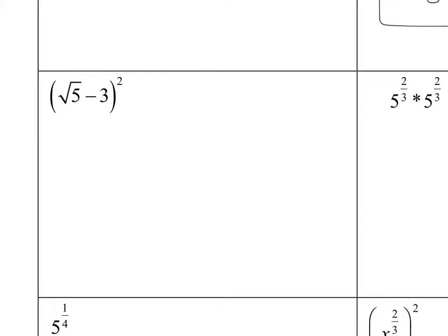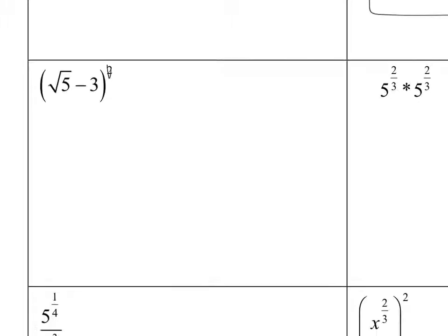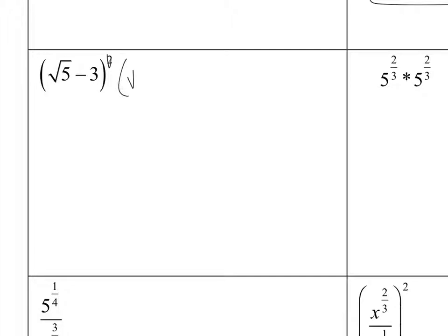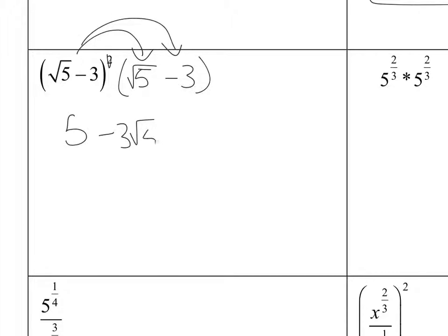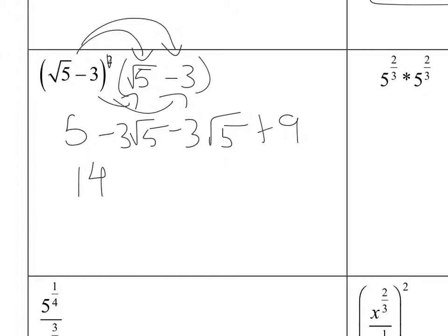Now remember, this just means that we're going to square it. So we just copy it down again. Get rid of the squared, but copy it down. Square root of 5 times square root of 5 is 5. Minus 3 square root of 5. Minus 3 square root of 5. Plus 9. So you have 14 minus 6 square root of 5. Because 5 plus 9 and negative 3 minus 3.